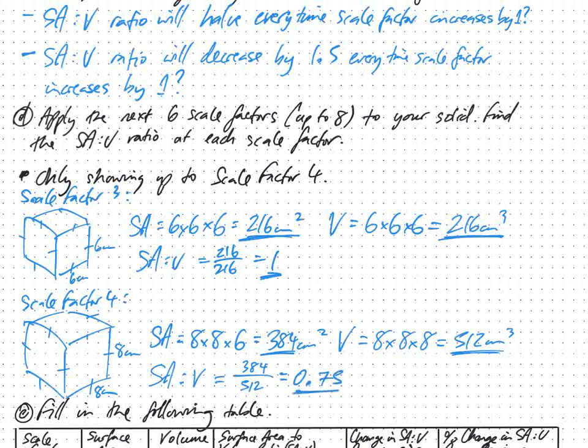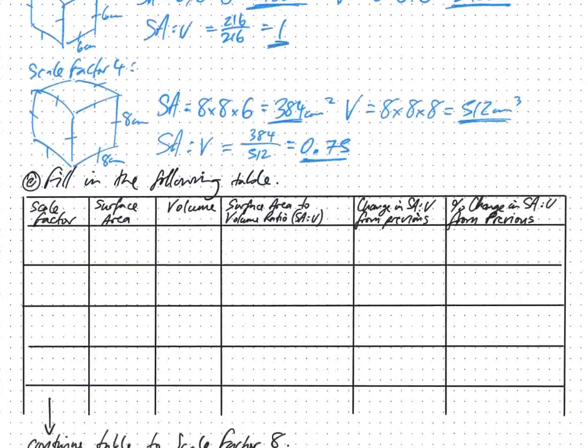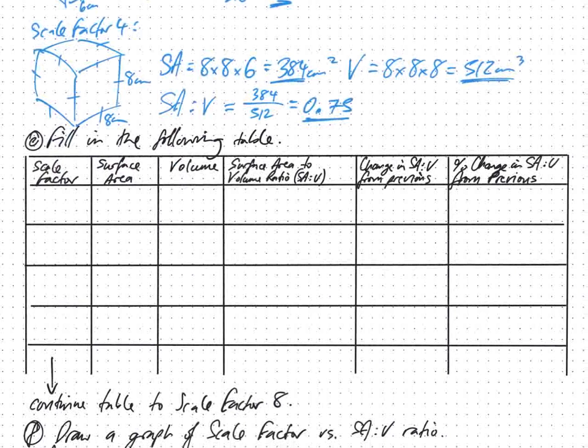0.75. So I've done down to scale factor 4. I'm not going to continue the rest because you need to do the rest yourself. So what we do next in part E, once you've done all the scale factors, you fill in the following table. So I've done the scale factors from 1 to 2, 3 to 4. You're going to do down to 8.